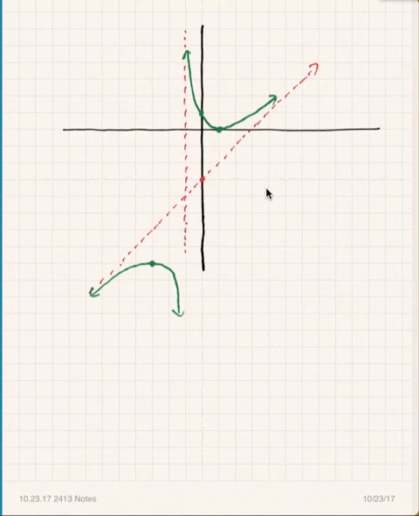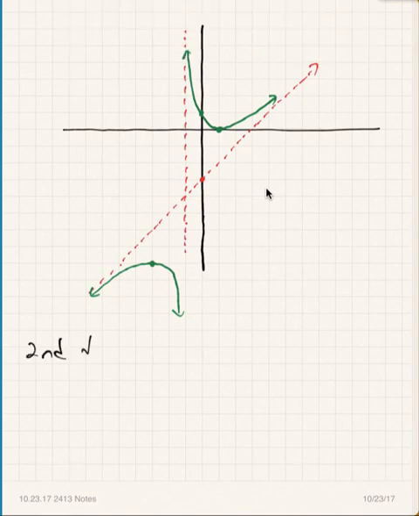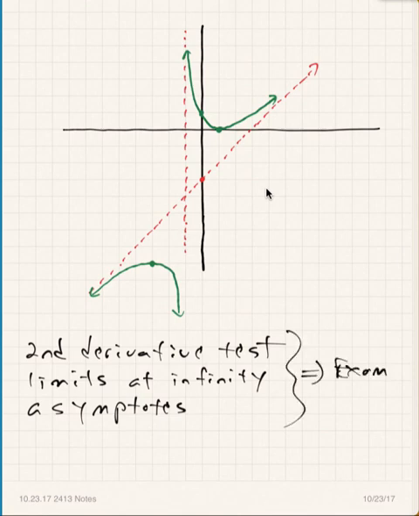All right, so certainly some of this lecture is really good review for things that you're going to see on this exam 2. Remember all this discussion about the second derivative test, limits at infinity, and our discussion on asymptotes, this is all for exam 3. Will not be on exam 2 that starts later this week.